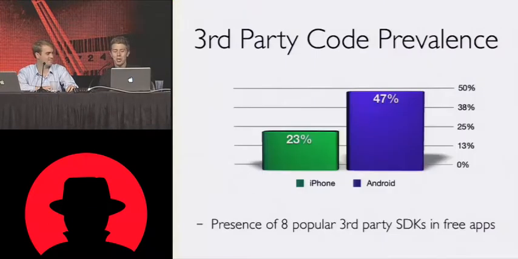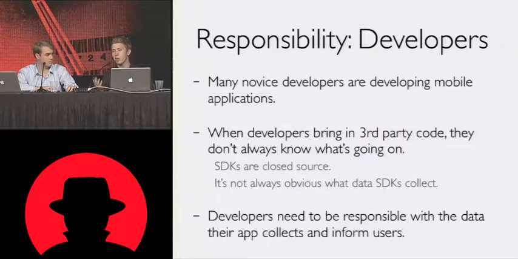And so when we wanted to look at the prevalence of third-party code as a whole, we actually found it was quite prevalent on both iPhone and Android. 23% of applications had one of 8 popular SDKs in them, 47% on Android. And I think this is a good thing in the sense that we're actually seeing developers share code, and we're actually seeing these SDKs get adoption. I think it's very important, and we ask, well, what's the point?